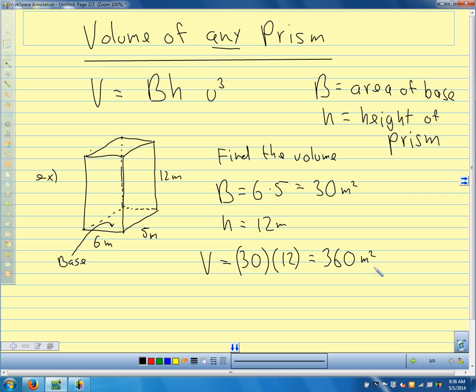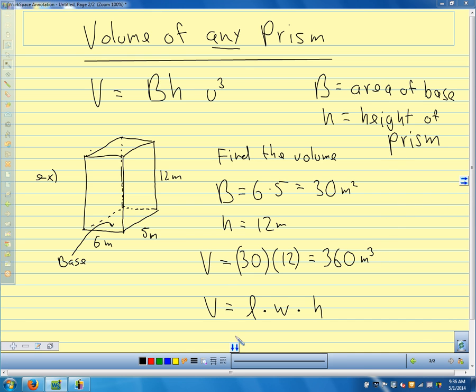What's another way we've thought of finding the volume of a box? Length times width times height. Length times width times height. Wait, isn't the volume cubed? Yes. Because I have a meter squared here and another meter, that gives me meters cubed. Thank you.